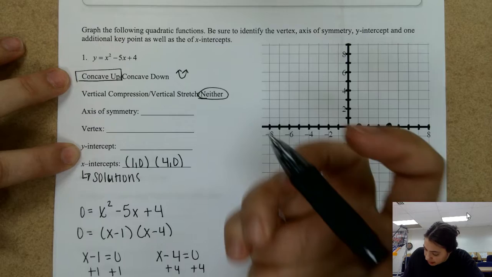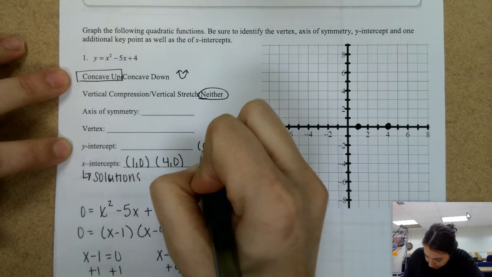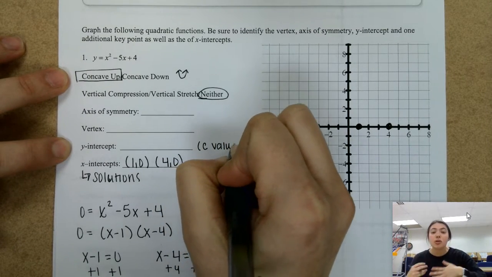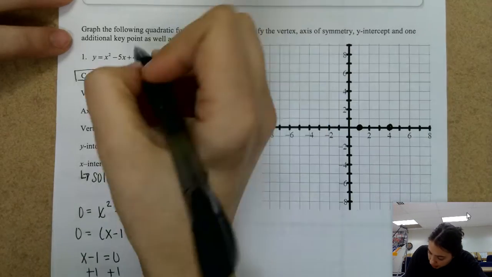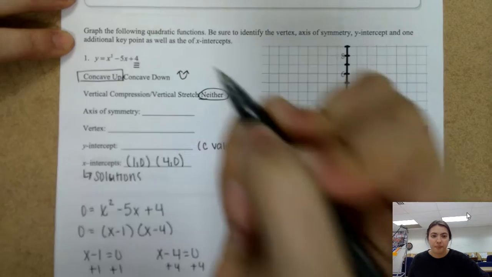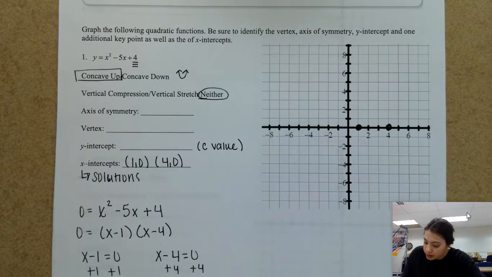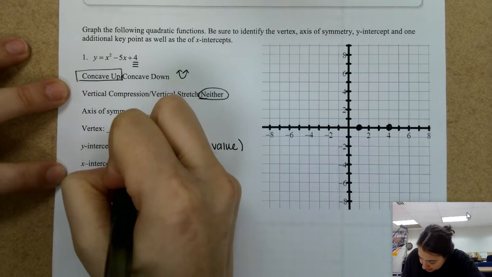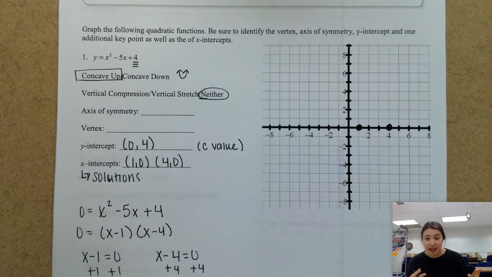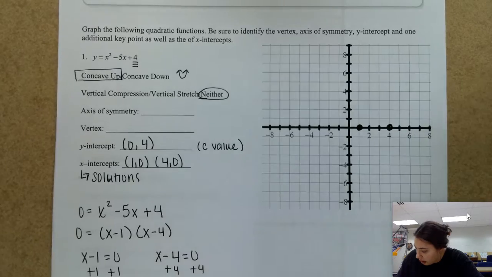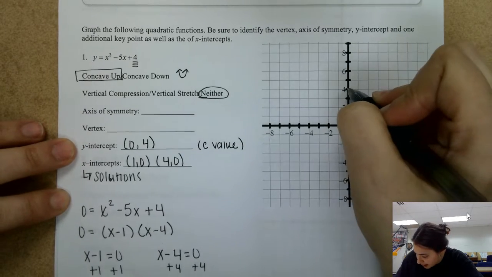Remember, your y-intercept is always going to be your c value, and that is only going to be the case in standard form. Now, because we are given an equation in standard form, our c value is 4. So therefore, our y-intercept is (0, 4). And in fact, we can just plot that right away. So (0, 4) is right up here.